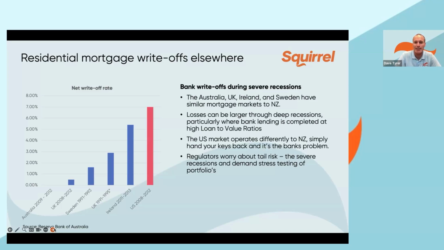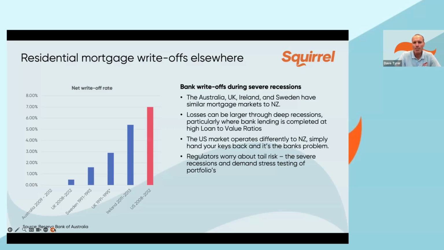I've painted the US in a different color. The reason being that the US market operates differently than the way the New Zealand and the other markets operate. In the US, you can literally just hand your keys back to the bank and say, there you go, that's your problem now, not my problem. You've effectively given the loan back to the bank at that point.